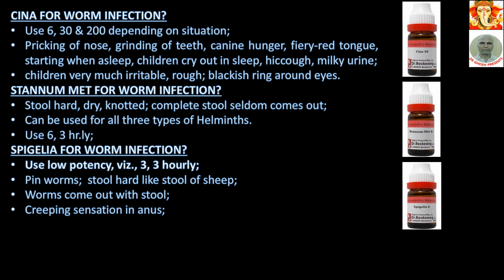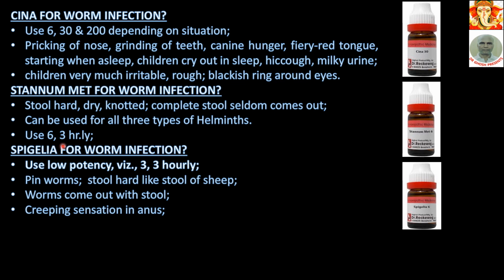Stannum for worm infection. Stool hard, dry, knotted. Complete stool seldom comes out. That is, stool is broken from the anus. It can be used for all 3 types of helminths. Stannum met is a metallic medicine. All metals are highly powerful medicines. So stannum met, argentum met, aurum met, they are very, very powerful medicines. So this can be used for all 3 types of helminths.